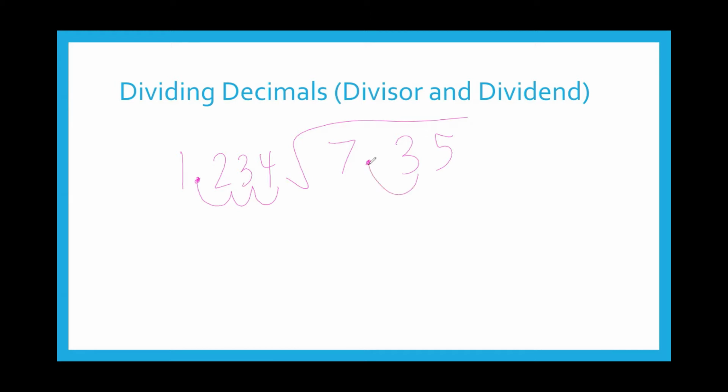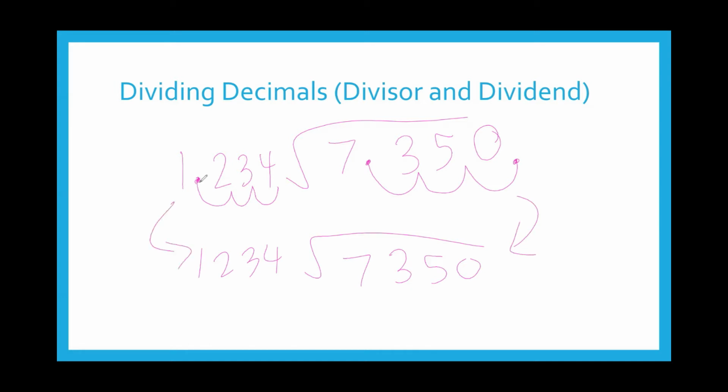So we move it 1, 2, 3 spaces. If you can see, there's nothing in this space, so we have to put a 0. So then our new problem would be 1,234 and 7,350. So that's equivalent. So I'm not going to solve this one. I'm just going to show you that you move it that number of places.